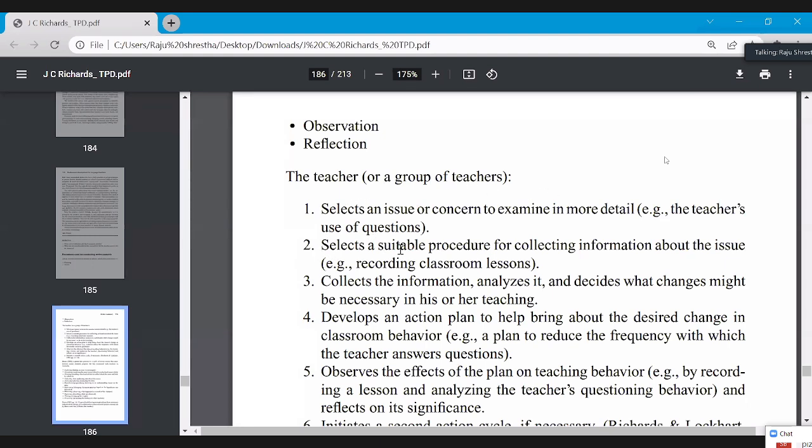Second step is what? Select a suitable procedure for collecting information about the issue. Whether by video recording the class, or taking photographs of the class, we have to collect information about the class activity. Without information we cannot analyze and we cannot come to a conclusion. So information is necessary. Problem is identified, then a certain research technique, research tool we have to select, like video recording, or taking photographs, or asking questions. That is a research tool.